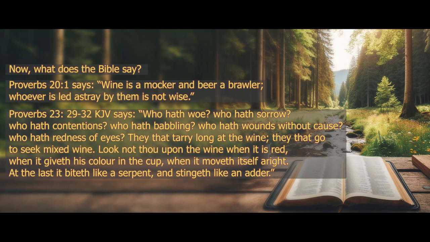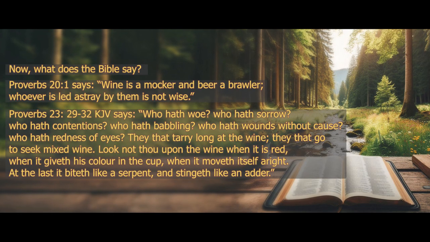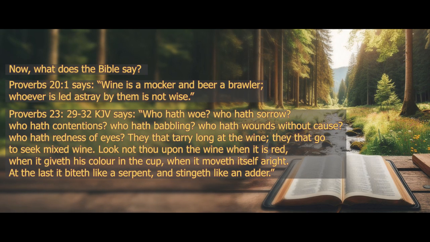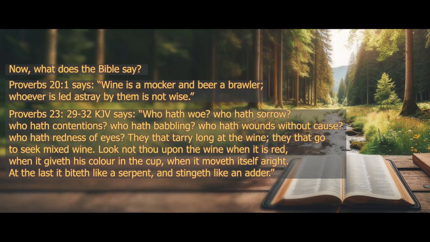Now, what does the Bible say? Proverbs chapter 20 verse 1 says, "Wine is a mocker and beer a brawler. Whoever is led astray by them is not wise."